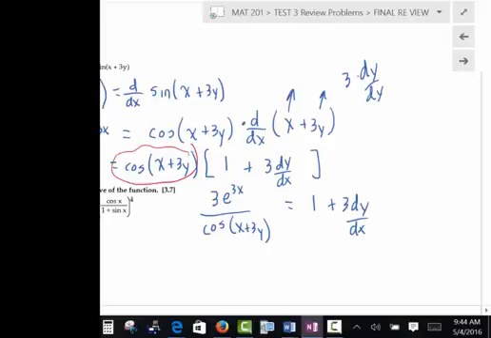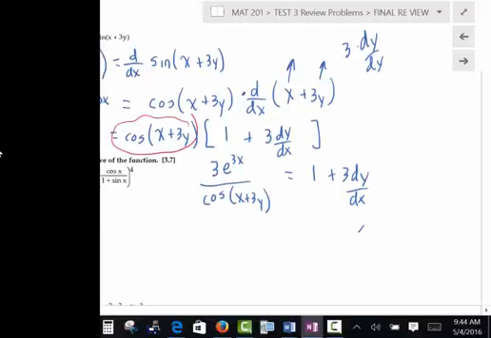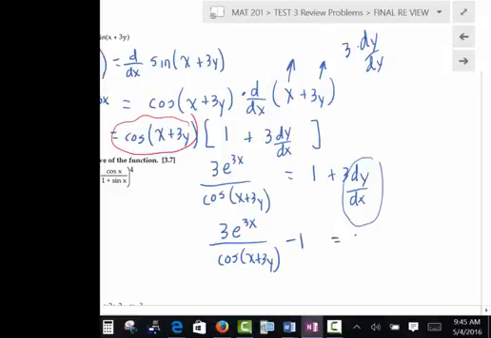Okay? Now again, the answer I get may not match with what they have. It doesn't matter. It should be mathematically equivalent. Now if I'm going to get this by itself, you can subtract 1. So you could write this as 3e to the 3x over cosine of x plus 3y minus 1 equals 3 dy over dx. So you can do that if you want to.